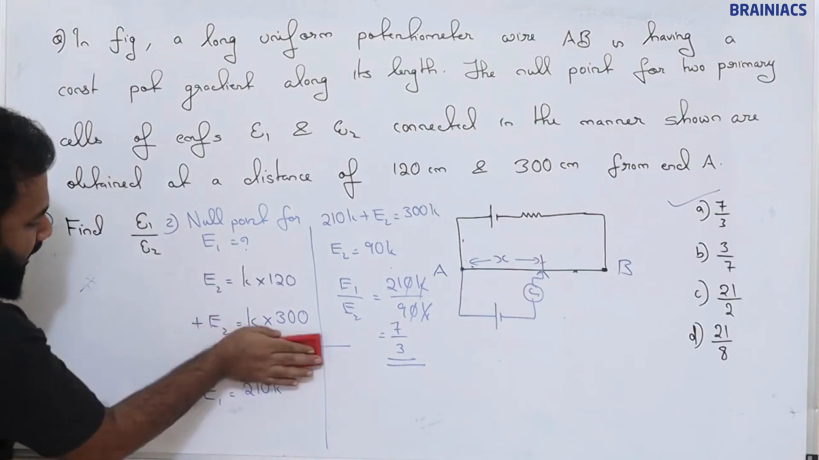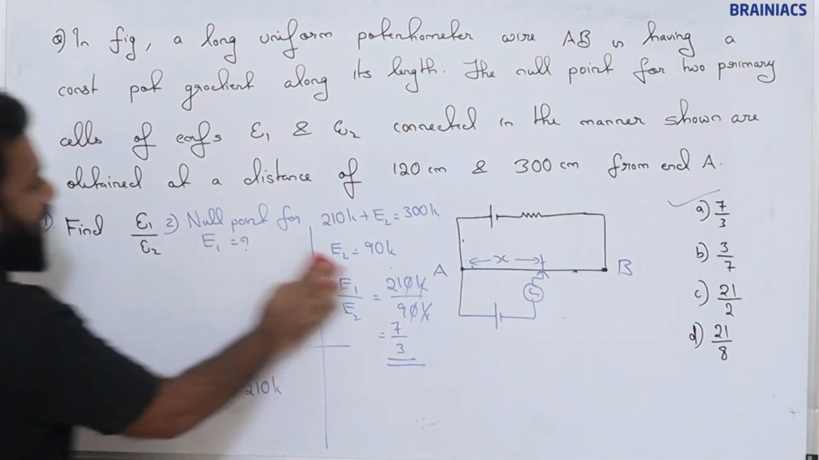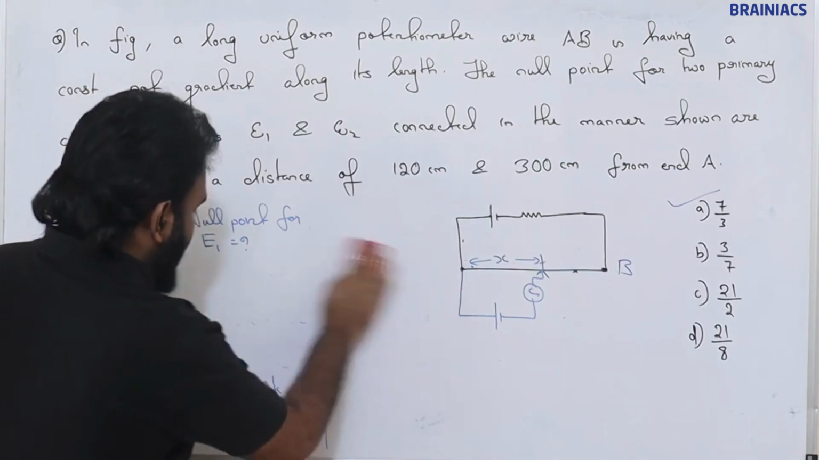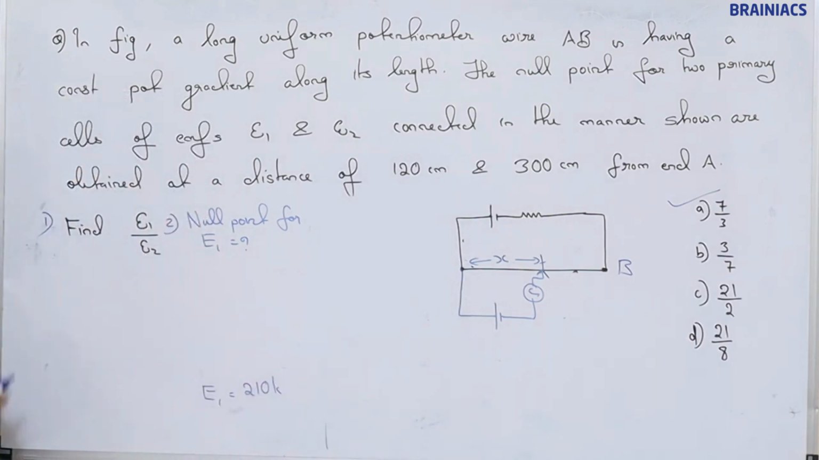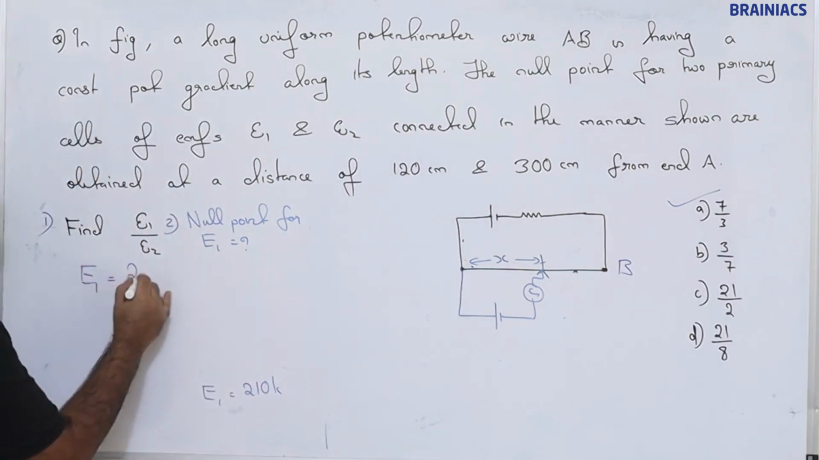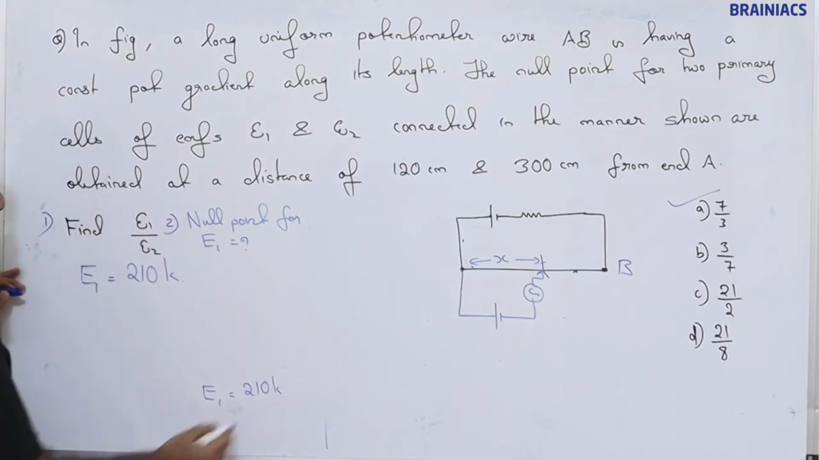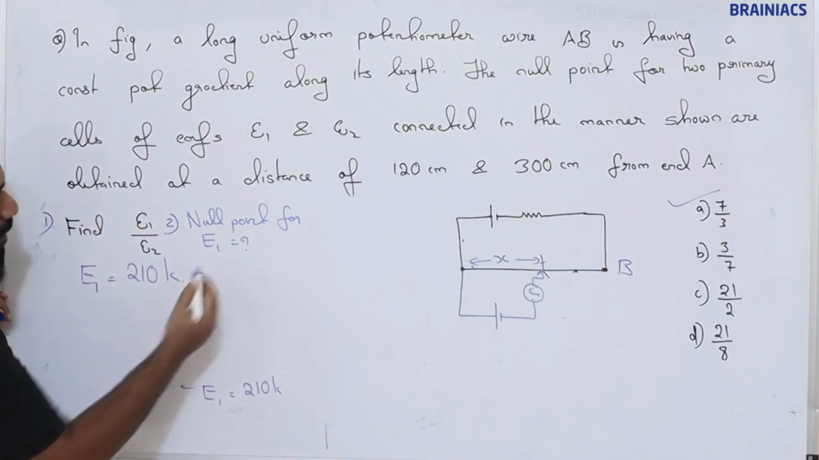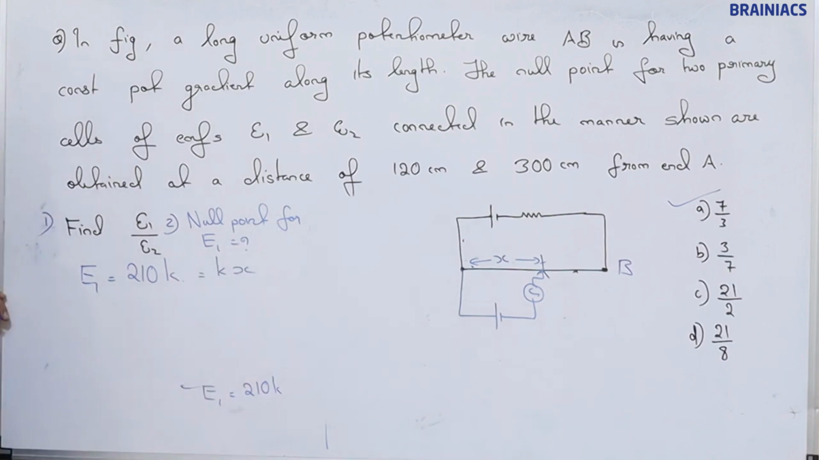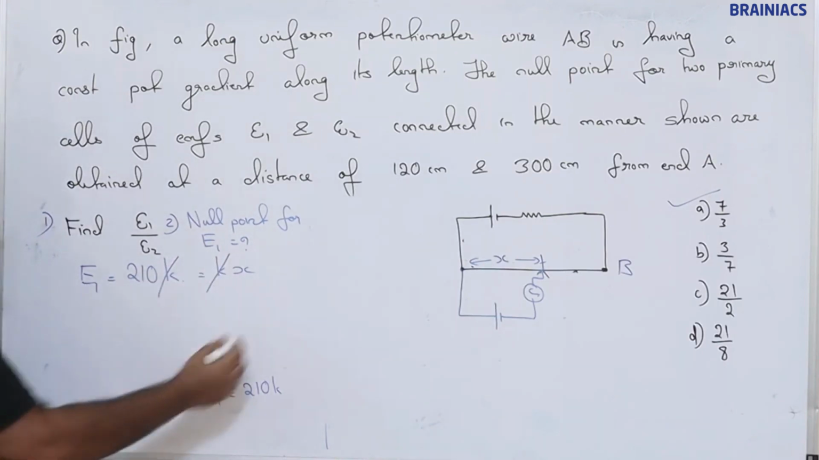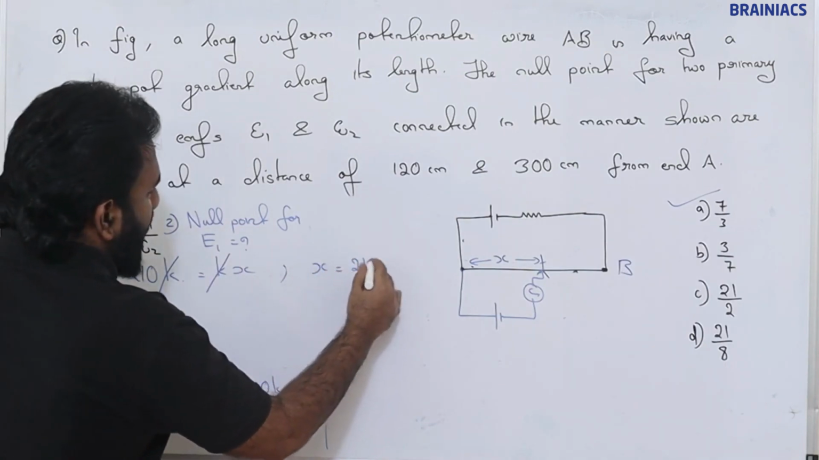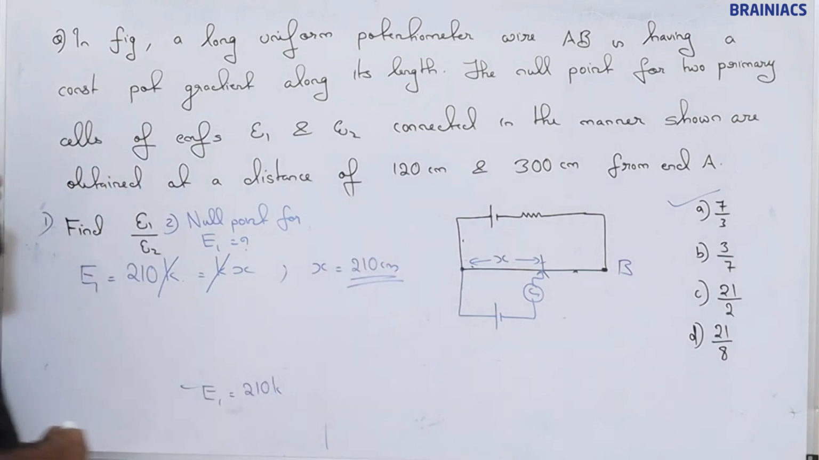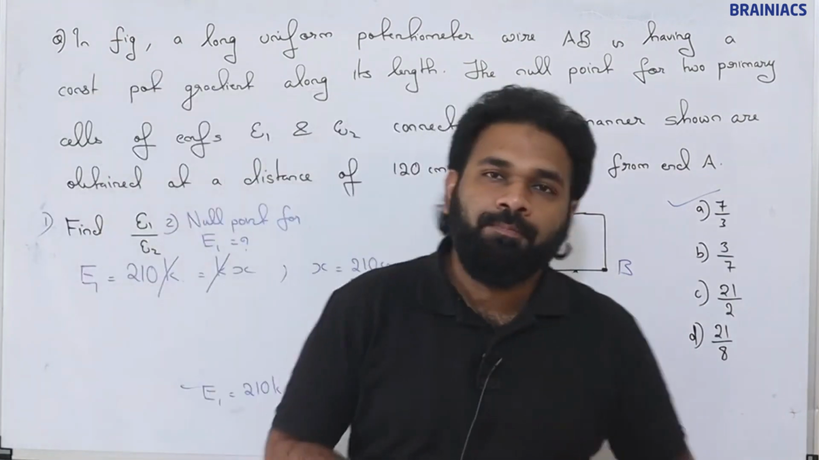So E1 is equal to 210K, we got it. Now balancing length: E1 is equal to K into X. If we cancel this K and K, then X is equal to 210 centimeter. Okay, so in this way we can find the balancing length for E1 also.